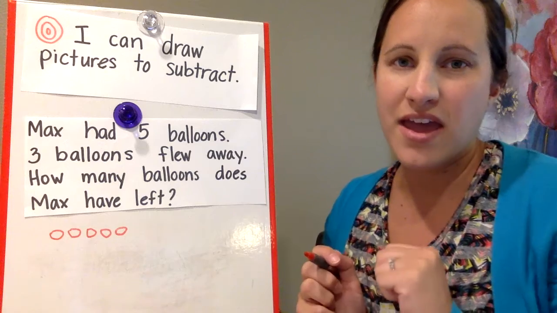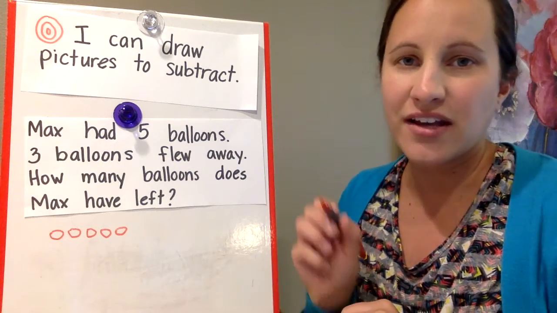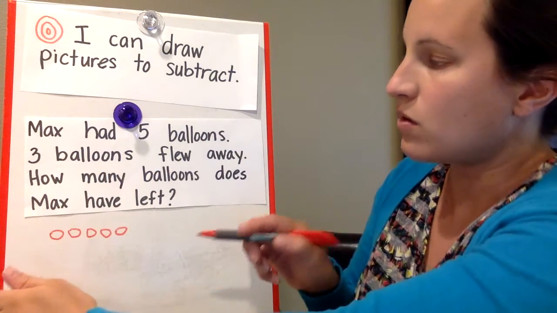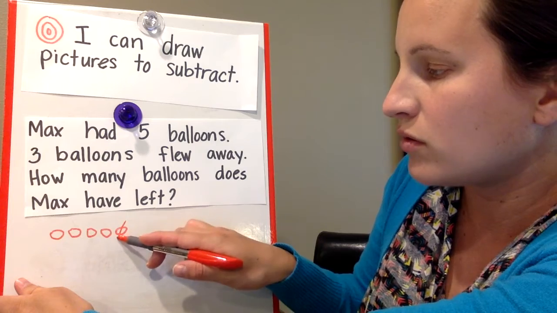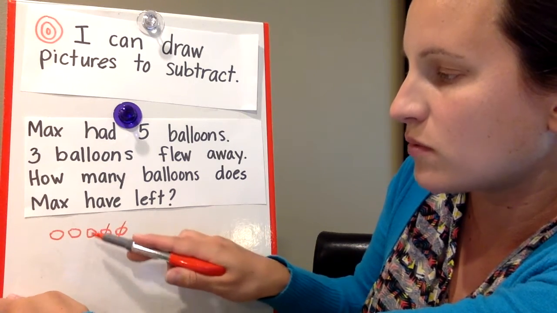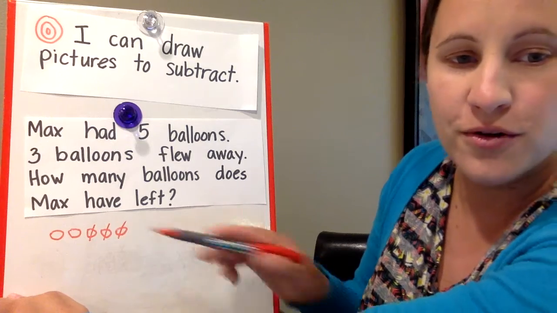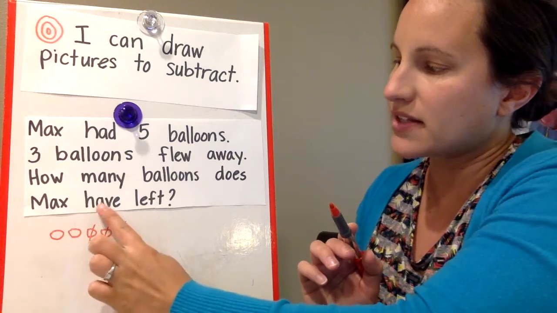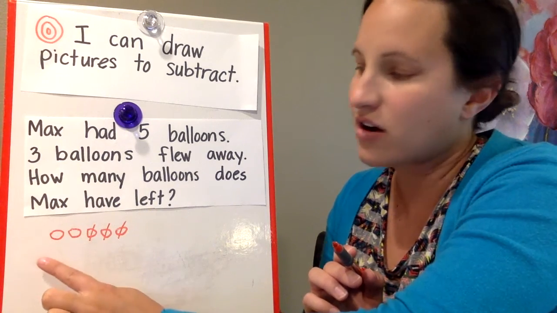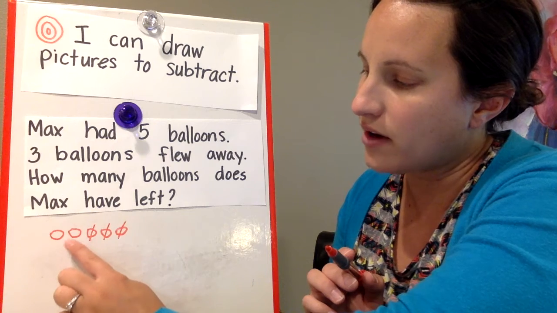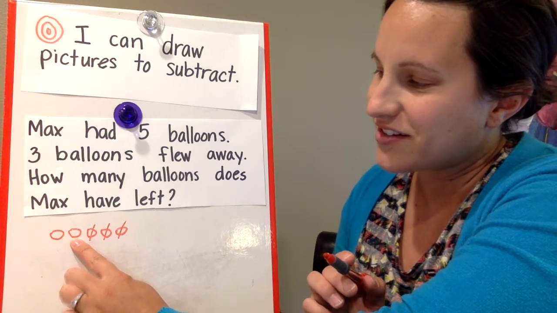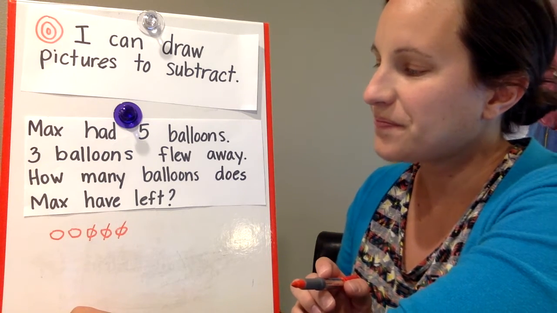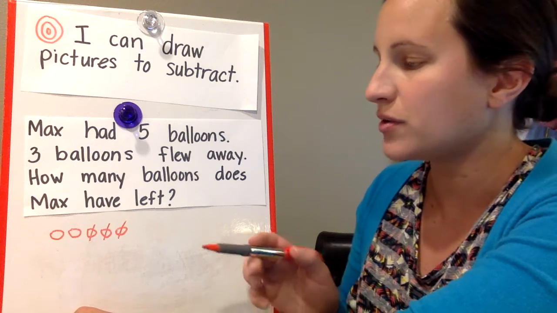And when we take away and we show on a picture, we can just cross it out. So I'm showing that 3 balloons went away. Here we go. 1 balloon flew away, 2 balloons flew away, and 3 balloons flew away. And now we need to know, how many balloons does Max have left? How many are not crossed off? We still have 1, 2. So 2 balloons are how many he has left. That's our answer. He has 2 balloons left.